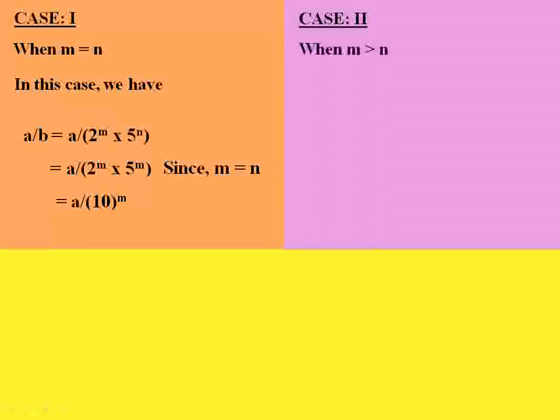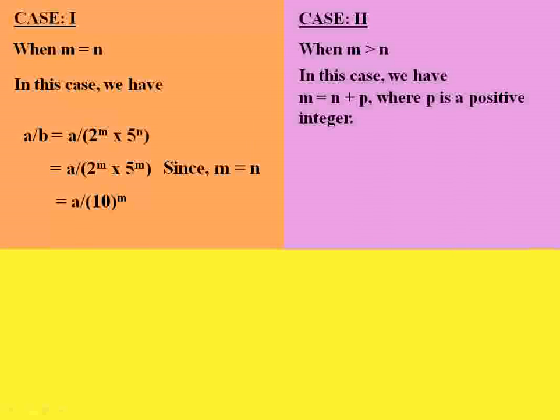Case 2. When m is greater than n. In this case, we have m is equal to n plus p, where p is a positive integer. a by b is equal to a divided by 2 to the power of m into 5 to the power of n.